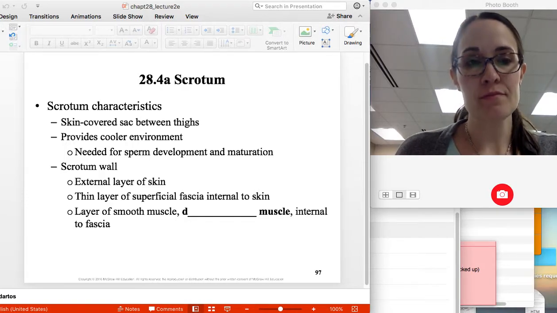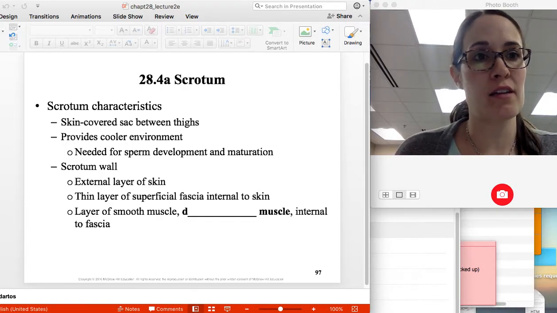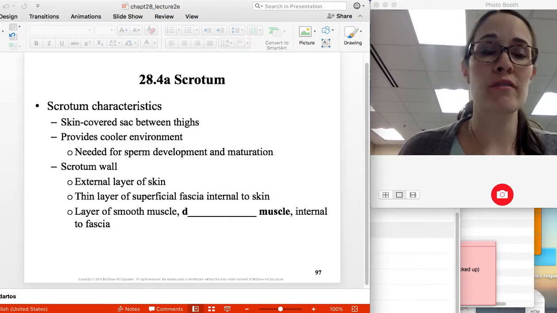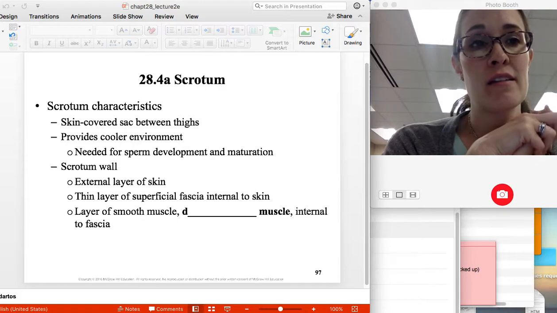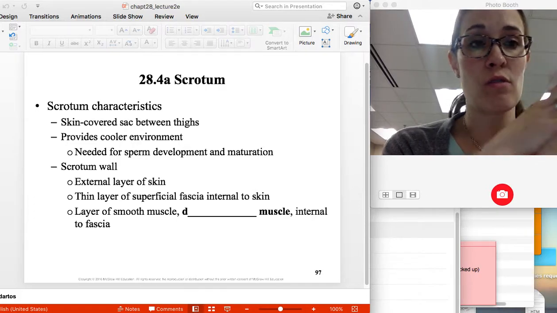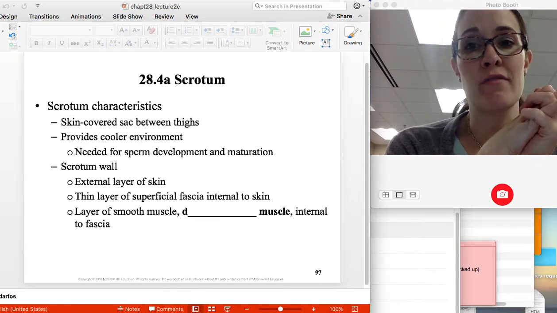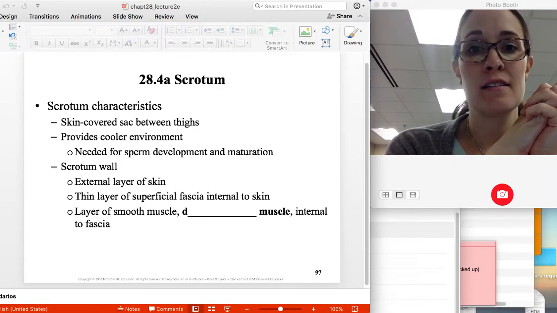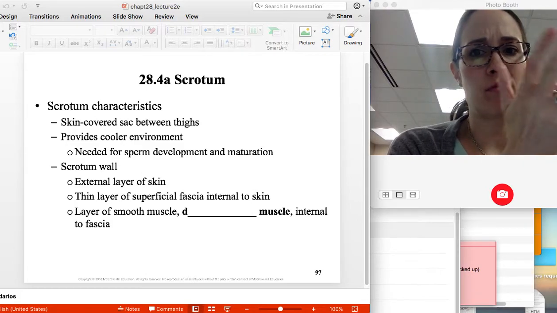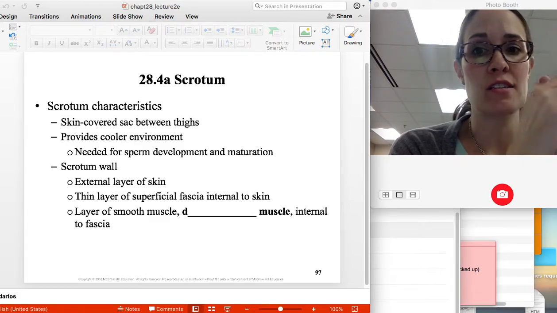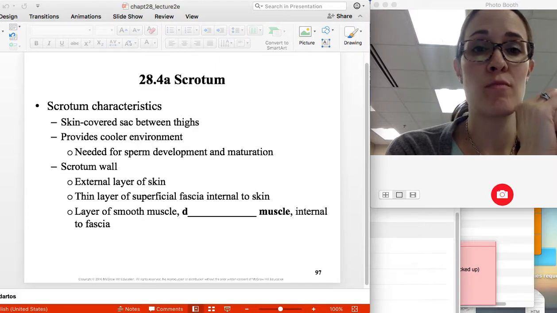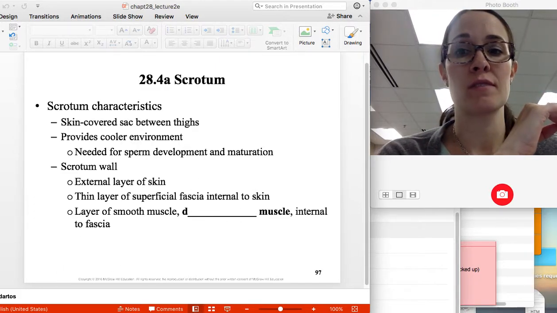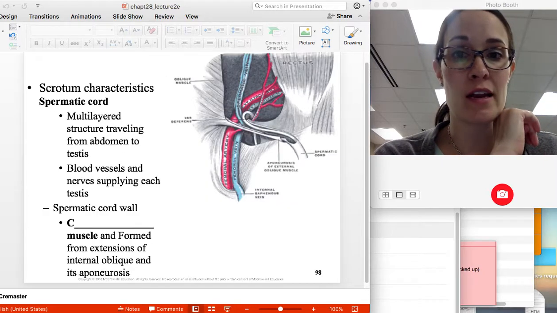So the scrotum is the skin that surrounds the testes that provides a cooler environment that the testes need to have. The testes need to be cooler than the core body temperature for maturation and development. The wall itself has skin, little fascia, and then inside to that, there's a layer of smooth muscle. The dartos, there's the word there, dartos muscle, is one of the main muscles in that area.